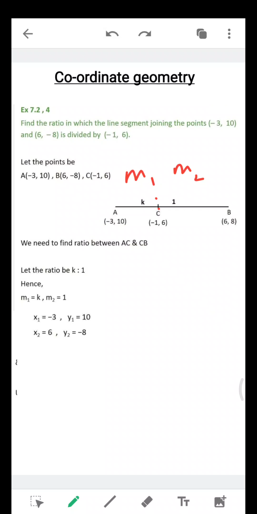And from these two points, we have taken the x1, y1, x2, y2 values also. So x1, y1 is minus 3 comma 10, and x2, y2 is 6 and minus 8. These are your x1, y1, x2, y2 values. We'll keep all these values ready and substitute them in the formula now.